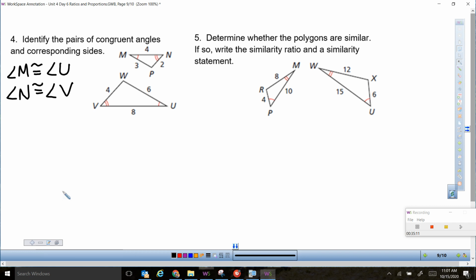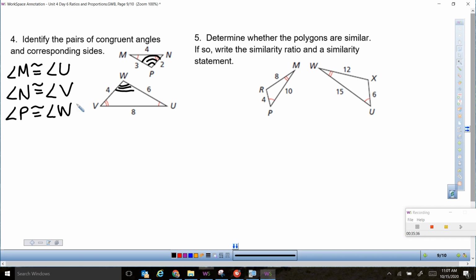And in a triangle, the third angle theorem says if you have two pairs of angles that are congruent in a triangle, the third one is congruent as well. So that means angle P is 3 arc marks, and angle W is 3 arc marks. So that would be angle P is congruent to angle W.